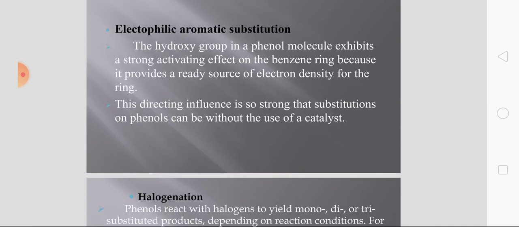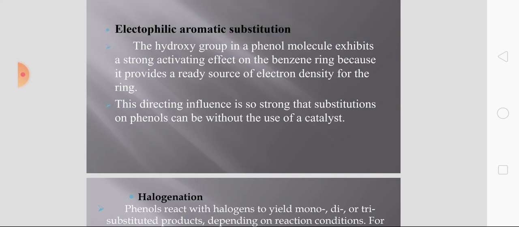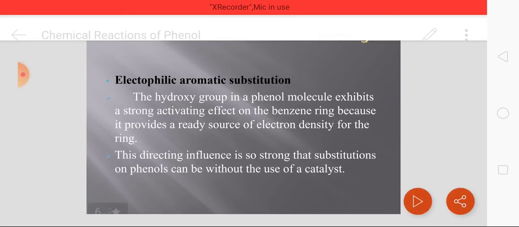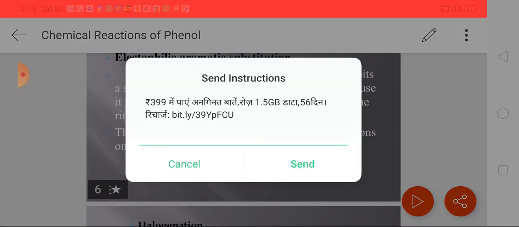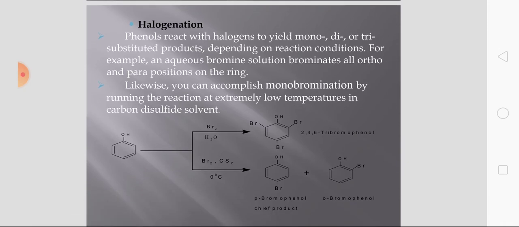The hydroxy group in a phenol molecule exhibits a strong activating effect on the benzene ring because it provides a ready source of electron density for the ring. The directing influence is so strong that substitutions on phenols can be done without the use of a catalyst. In case of phenol, no catalyst is used, whereas in benzene we used a catalyst in these types of electrophilic substitution reactions.